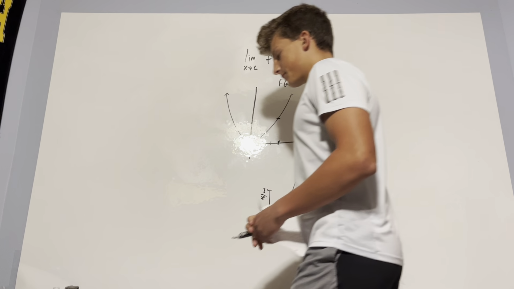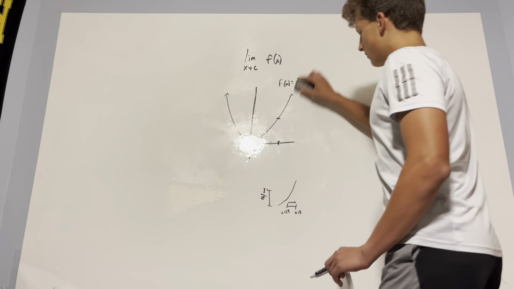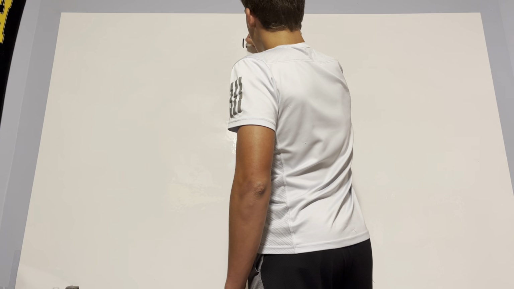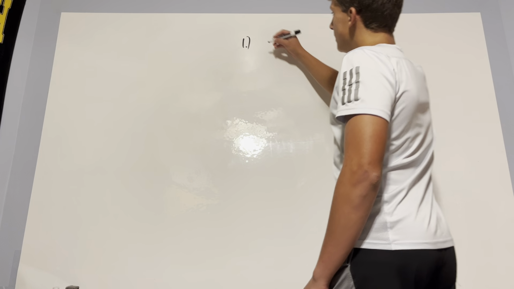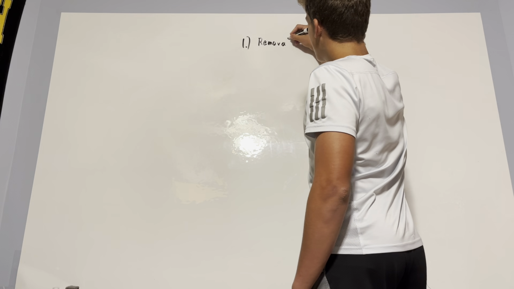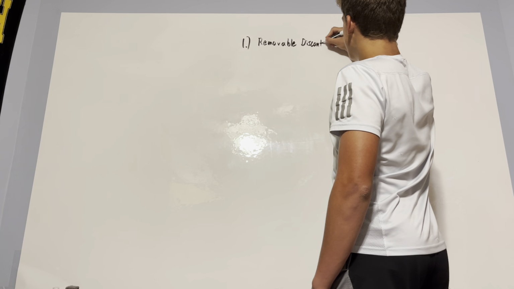But it gets more complicated for functions that are not continuous. And there are 4 main types of discontinuity. The first one being a removable discontinuity.